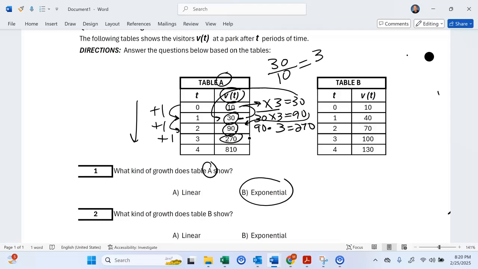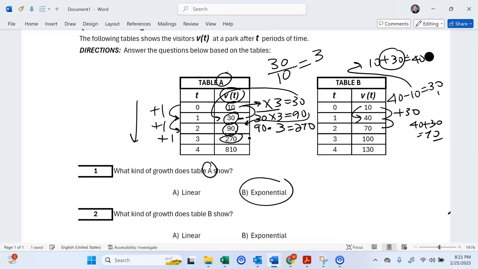Now let's check table B. Let's see what's happening here. So here we can try addition. So 40 minus 10 equals 30. So that means that 10 plus 30 equals 40. So let's see if that pattern continues. So we know it works here. So this is plus 30. So then 40 to 70. Does that work? Does 40 plus 30 equals 70? It does, yes.